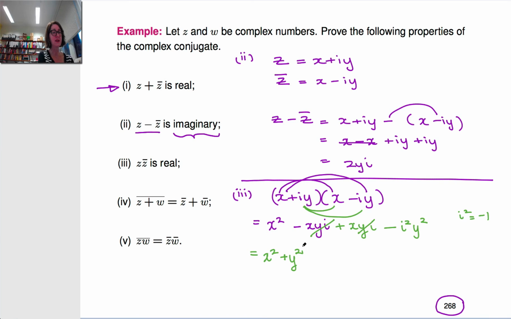And you can see that that's exactly what was predicted here. z times z bar is a real number, so you can see that the imaginary part of this is 0. Now, you'll know by now that this is the sort of thing we've been using in complex division to make the denominator of a complex number real.